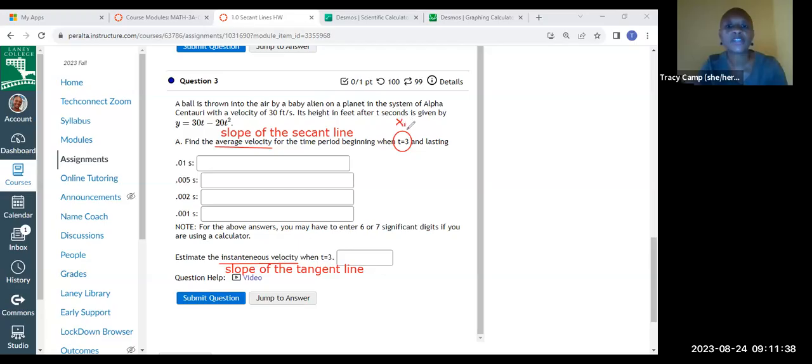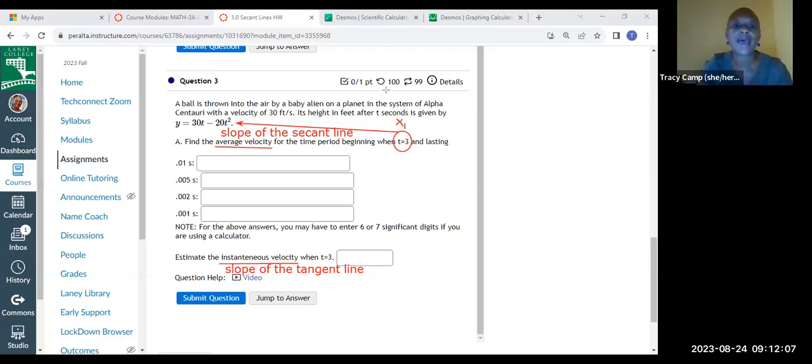And so we actually have to find our y1, and we're going to find our y1 by plugging that in here. So that's one thing. They don't give us our y1 in this case. And then another thing that's different is that it says find the average velocity for the time period beginning at t equals 3 and then lasting 0.01 seconds.